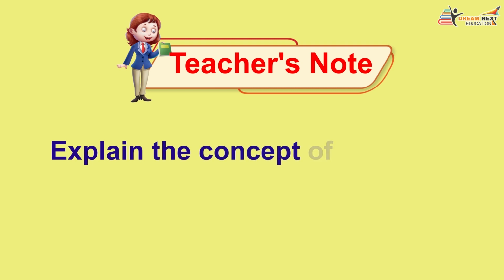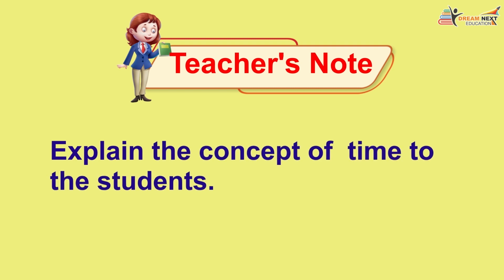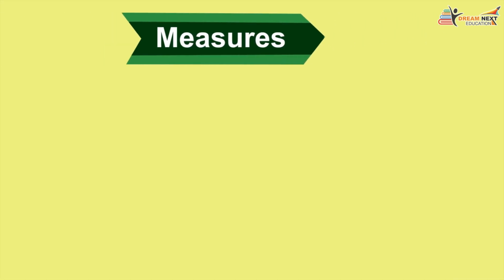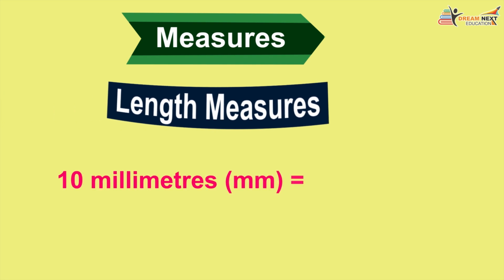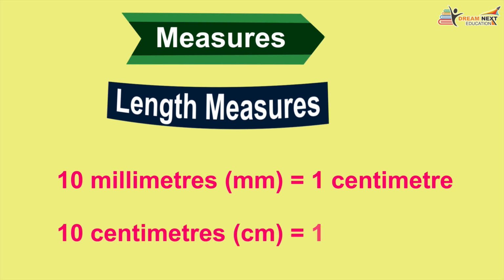Teacher's note: explain the concept of time to the students. Measures. Length measures: 10 millimeters is equal to 1 centimeter. 10 centimeters is equal to 1 decimeter. 10 decimeters is equal to 1 meter.